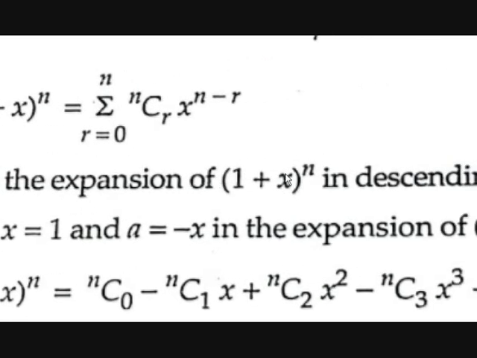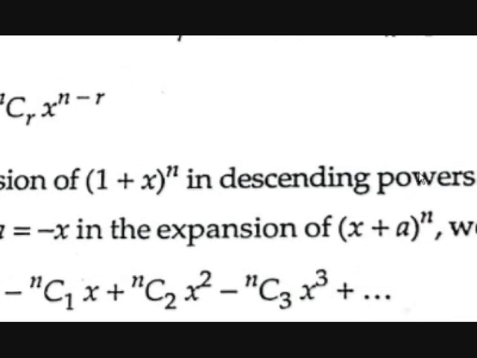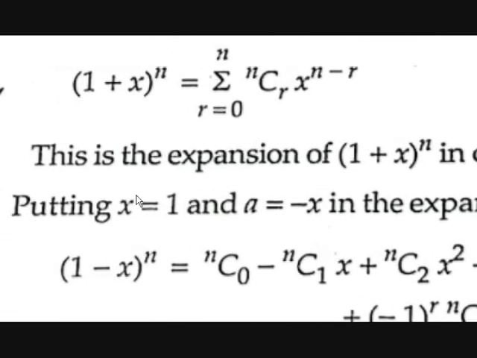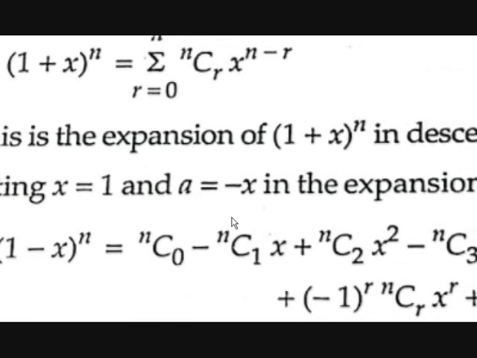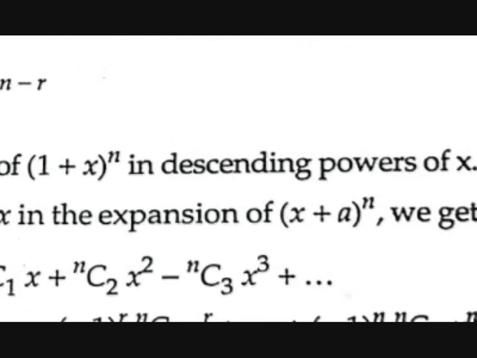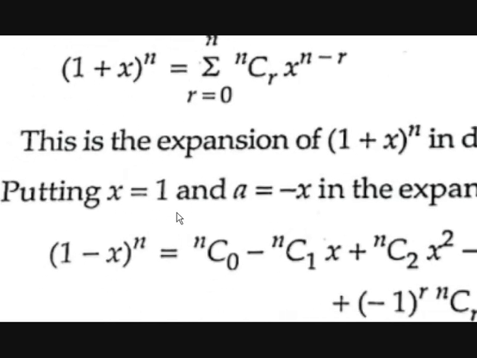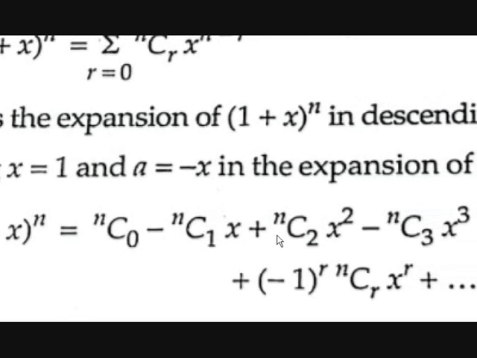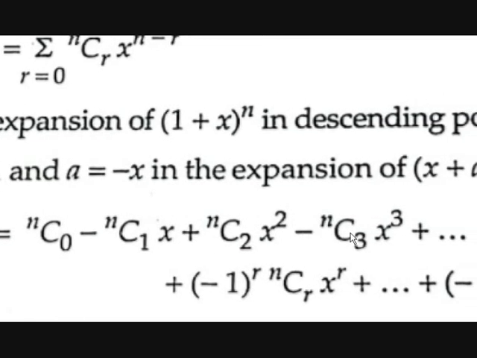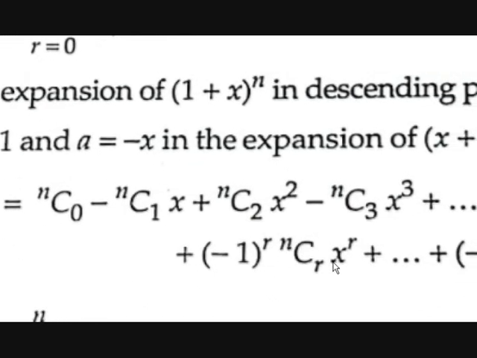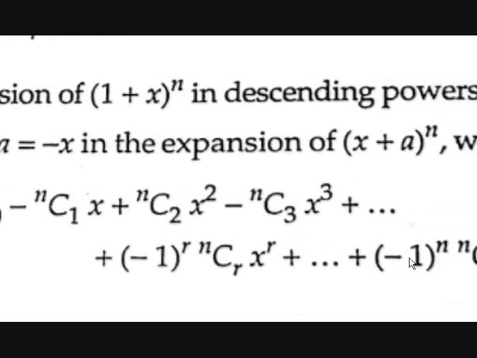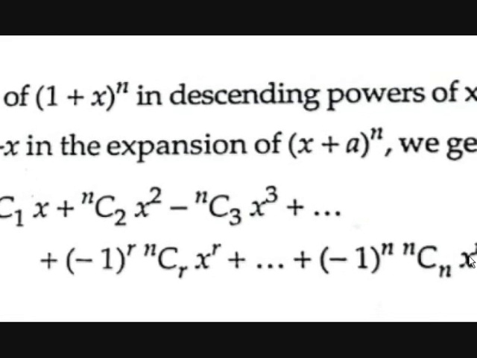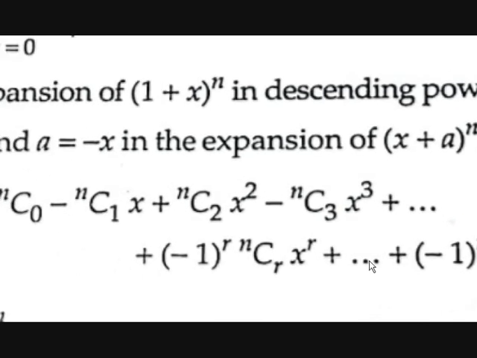This is the expansion of (1 plus x) power n in descending powers. Now putting x is equal to 1, a is equal to minus x, we will get the formula for (1 minus x) whole power n. That is nC0 minus nC1 x plus nC2 x square minus nC3 x cube plus and so on until (minus 1) whole power r nCr x power r plus and so on until (minus 1) whole power n nCn x power n. This is the basic formula.